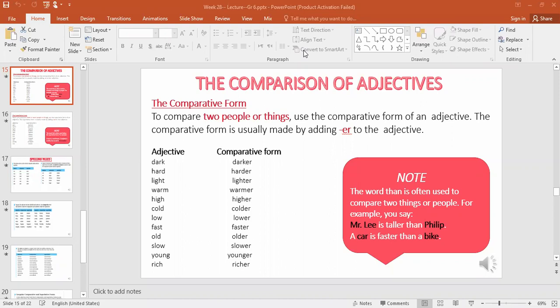So this is how we use the comparative adjectives. The point is not just adding er, the point is to know how to use it and how to compare two people or two things or two places, okay? Is it clear? Yes. So I repeat briefly, the comparison of adjectives is divided into two parts. The comparative form is used to compare two people or two things or two places, and we add er to the adjective in order to form a comparative adjective.